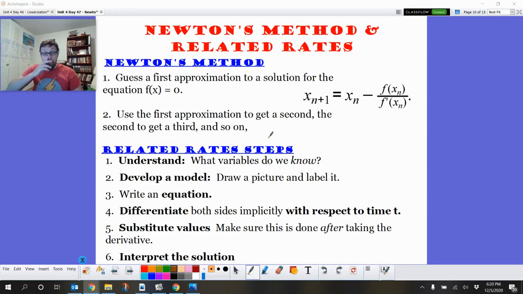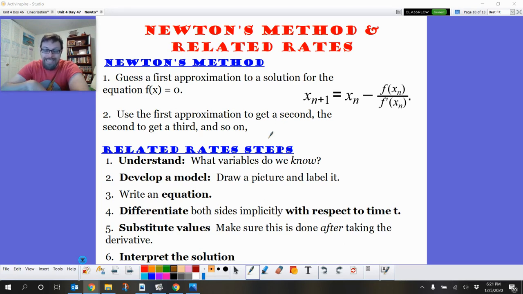It might have been a long time ago, but remember Newton's method. Newton's method is a quick way of checking how the calculator figures out these exact values. And then remember the 6 steps of evaluating these related rates. Number one, get those variables. 2, draw a picture. 3, write an equation and identify the thing that you're trying to find. 4, differentiate both sides implicitly with respect to time t. I think I was actually doing that as step 5. And then our step 6 was substitute. I kind of added an extra step. So sue me. And then finally, interpret your solution.